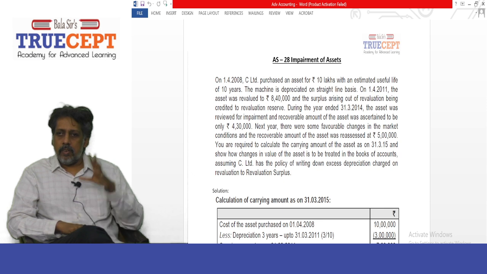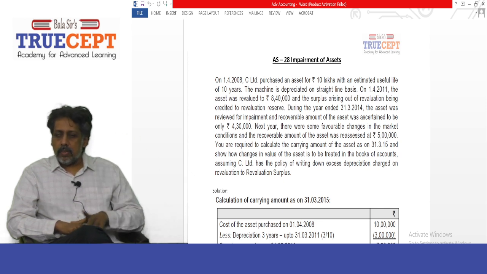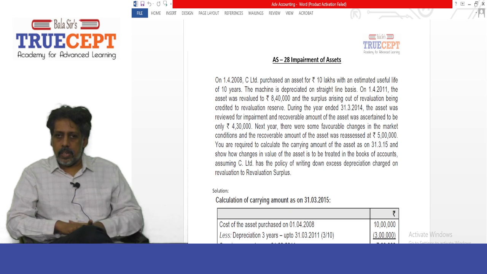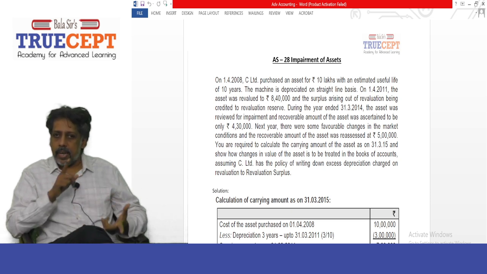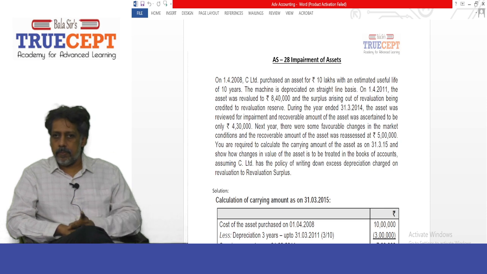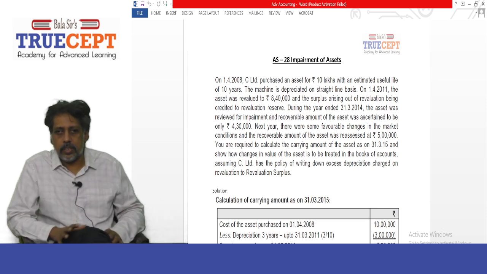Now listen, your company purchased an asset for rupees 10 lakh on 1/4/2008 and having a 10-year useful life with no salvage value given in the question, right? And the company follows a straight line method of depreciation. Now what I can do, 10 lakh rupees divided by 10 years life, rupees 1 lakh is a depreciation per annum, right? Remember this number, 1 lakh rupees annual depreciation.